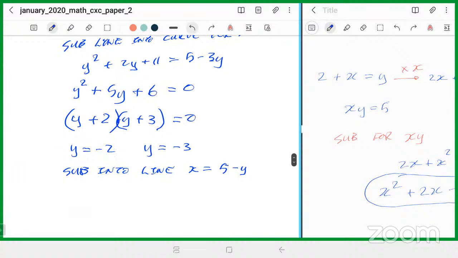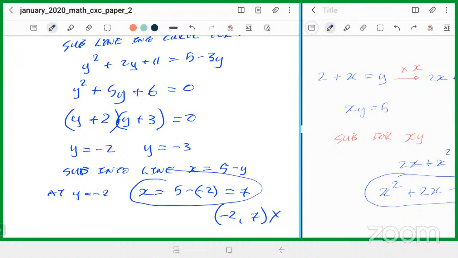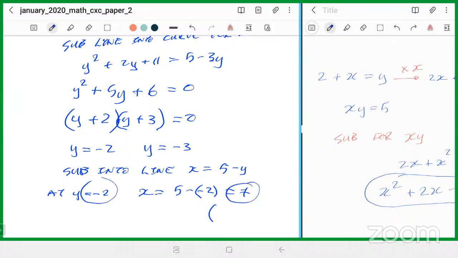Firstly, this one, at y equals minus 2, the x becomes 5 minus 2, which is 7. So one point of intersection is, you can't put negative 2, 7, guys. No. So even though we calculated the x value second, you still have to put it first in the bracket. It's a common mistake when people calculate the y value first. You still have to put them in the correct order. X value, then y value in the bracket. 7, negative 2. That will be the point of intersection of the line and the curve.